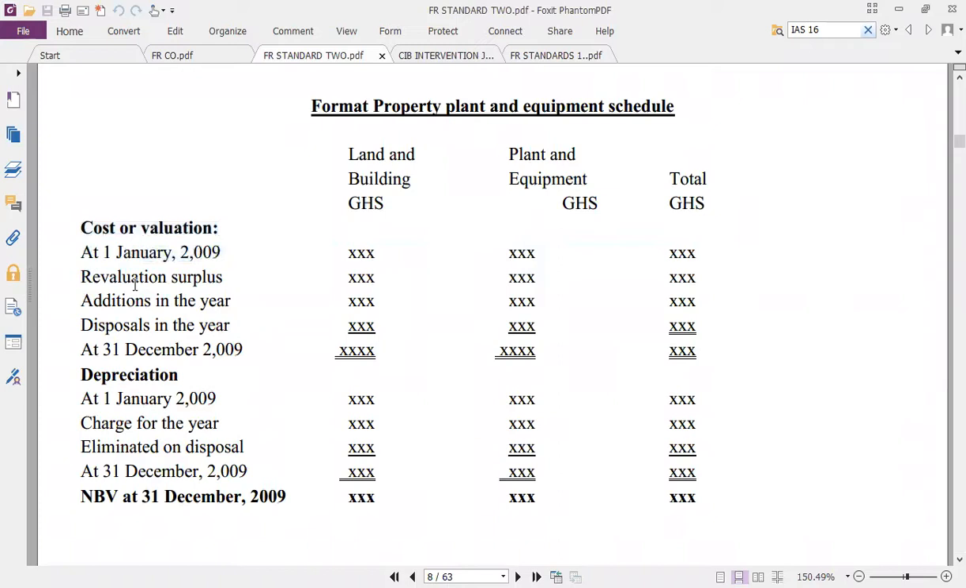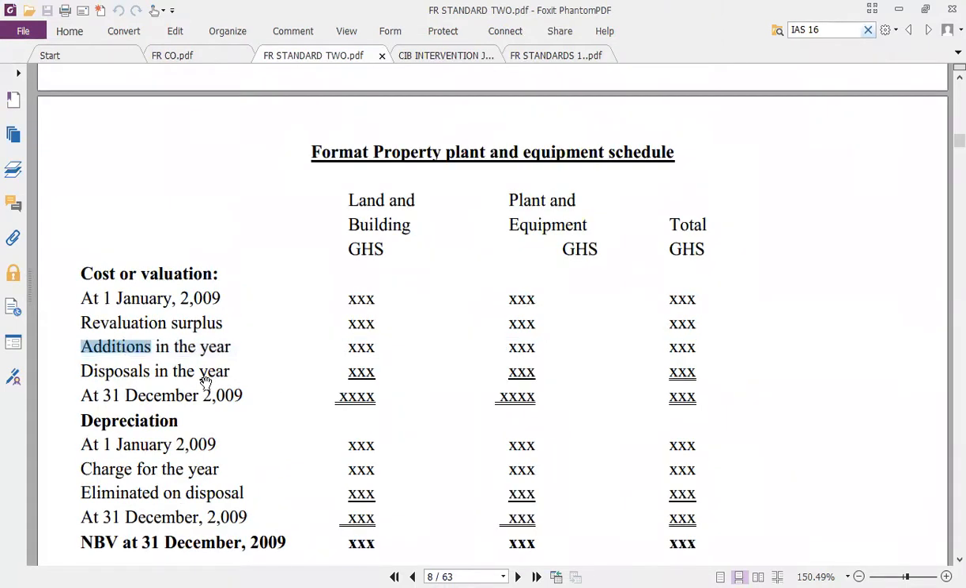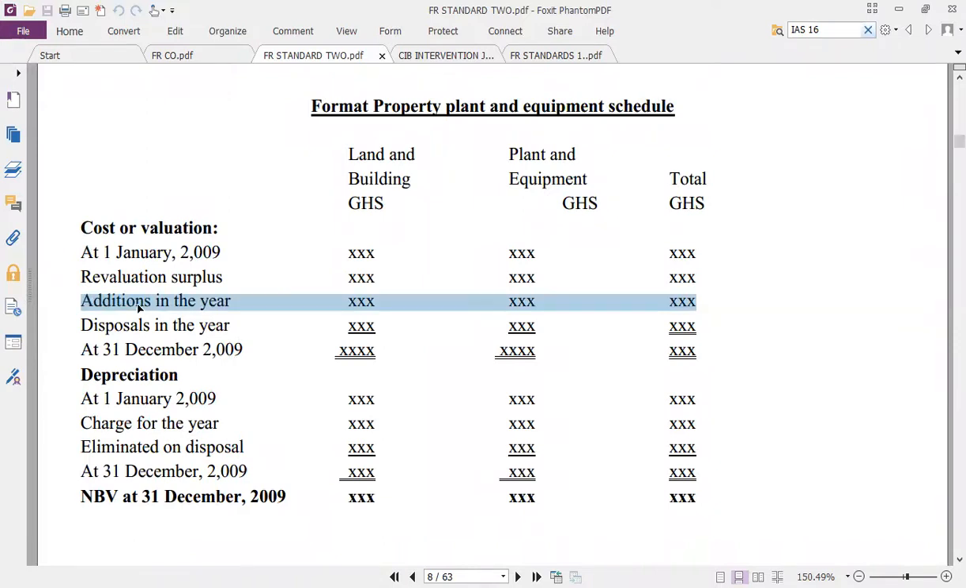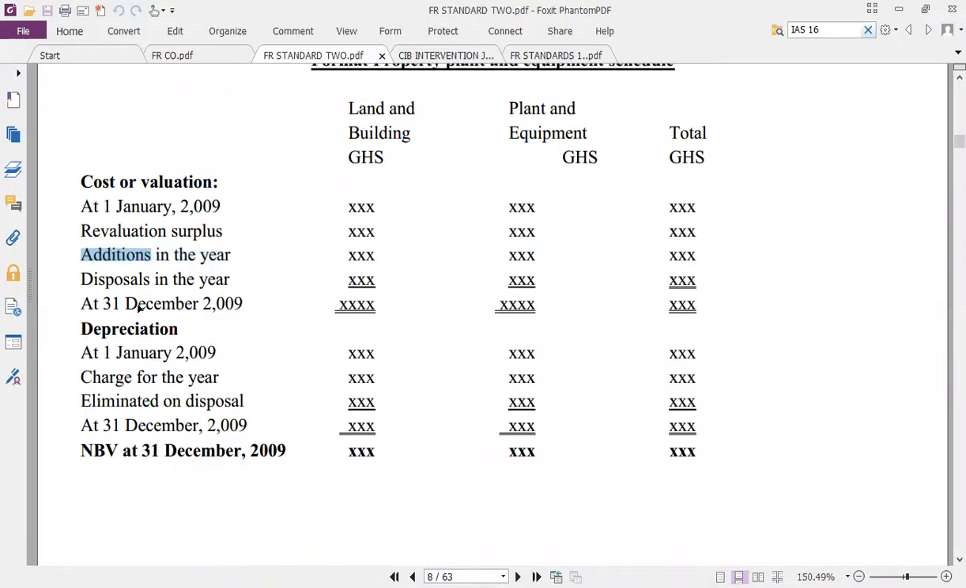Any revaluation gain, you add. If it's a revaluation loss, you subtract, because we say revaluation gain is added to the asset value. Then additions, like purchases, acquisitions of assets. And then disposals, where you dispose of assets. And then you get your closing balance.